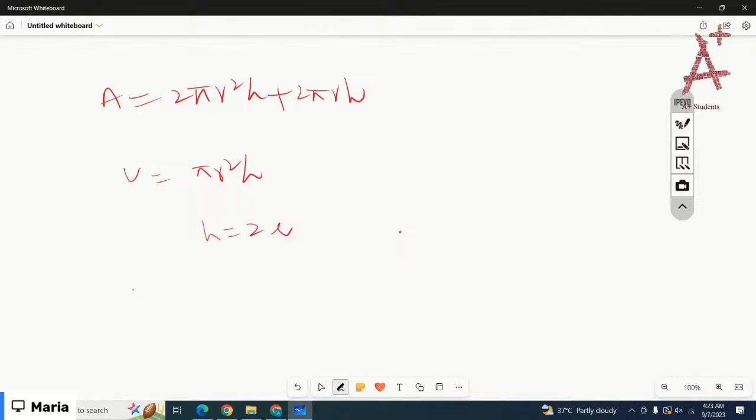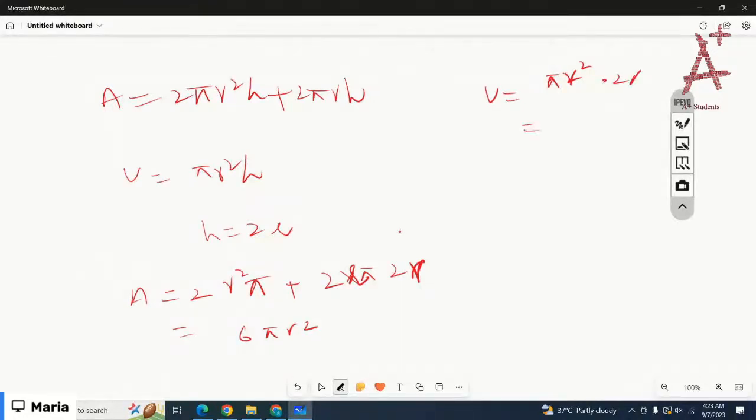So it would be A equals pi r squared plus 2 pi r times 2r. Okay, so when you add it would be 6 pi r squared. So that means V equals pi r squared times 2r. That would be 2 pi r cubed.